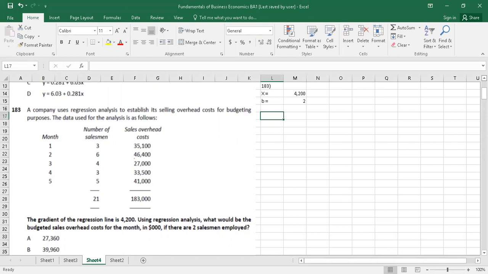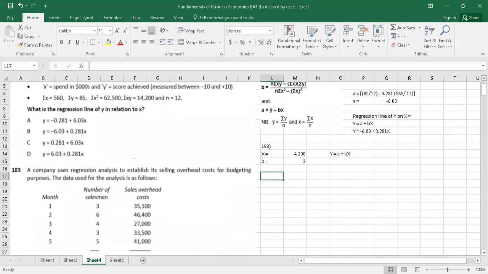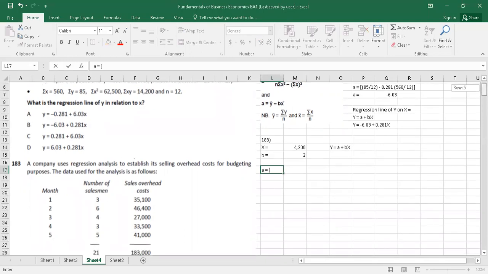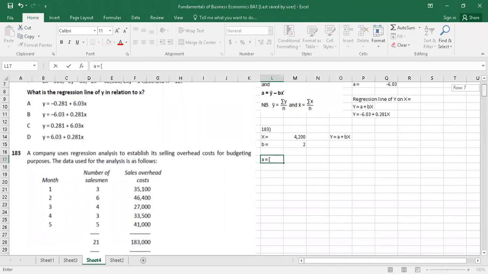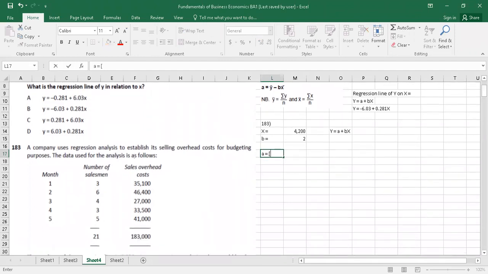Now what is all what we do not know? We do not know what a is. See, y is equal to a plus b x. So we know b x, but we do not know a. So on that note, a is equal to, the equation goes like this: sigma y bar minus b sigma x bar. There are two variables given. One is the number of salesmen, one is the sales overhead. There are two things which are given to us.